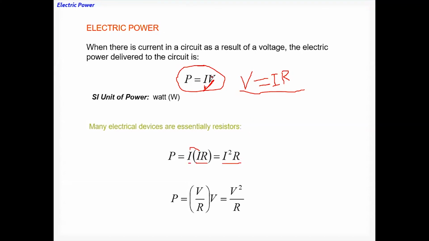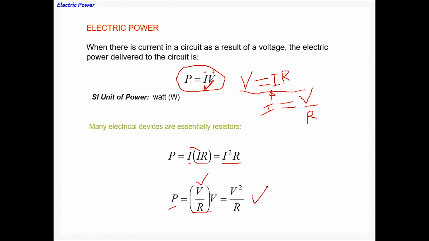Similarly, instead of replacing V, if you replace I from here, what do you get? What is I? From this relation, I equals V over R, right? Then you replace your I here. I becomes V over R. P equals I, which is V over R, times another V. So if you multiply this together, you get V squared over R.